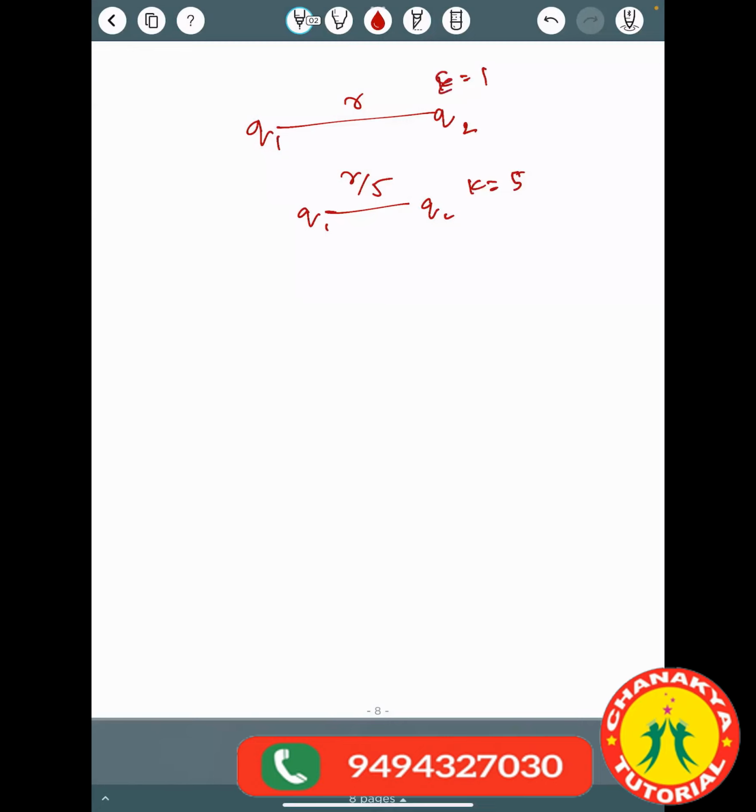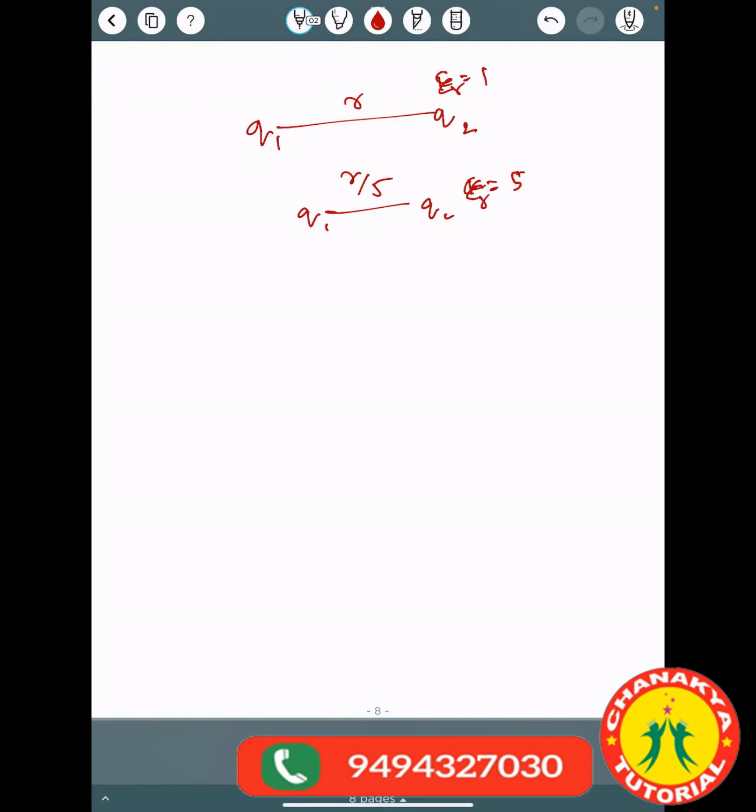Okay, dielectric constant means epsilon r. So here, what will be the force? In the first case, it will be k q1 q2 by r square, which is equal to 1 by 4 pi epsilon naught epsilon r into q1 q2 by r square. Second force: let's say this is F1, this is F2. So here 1 by 4 pi epsilon naught into epsilon naught r is 5 into q1 q2 by (r by 5) whole square. Let us simplify it furthermore.